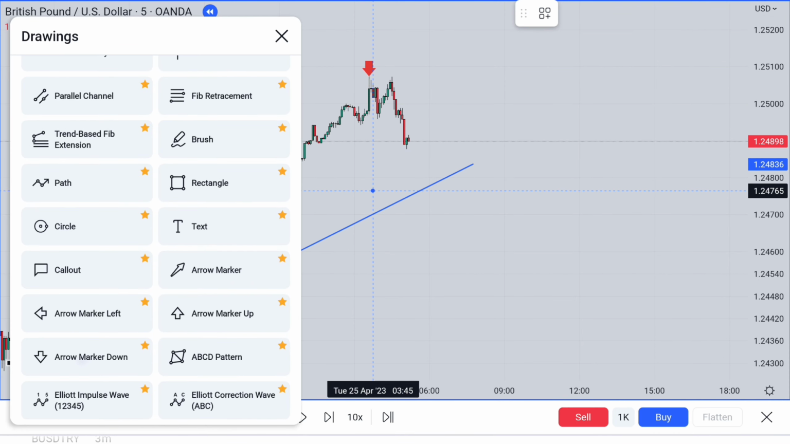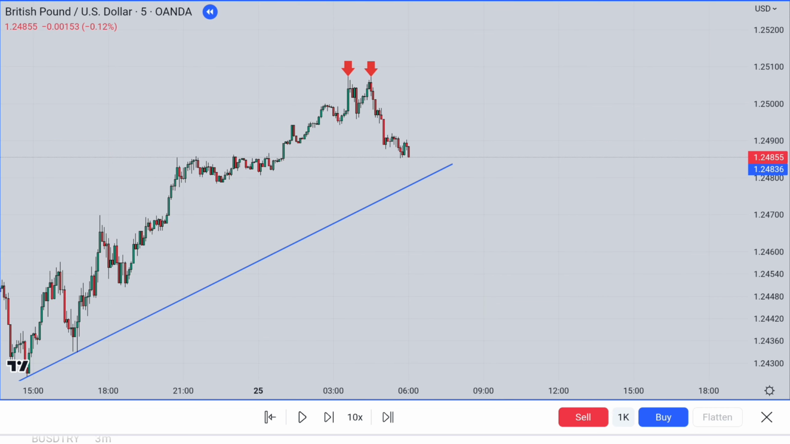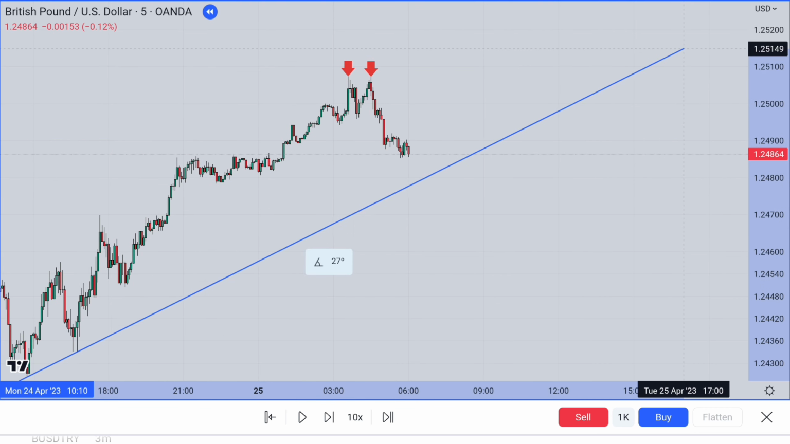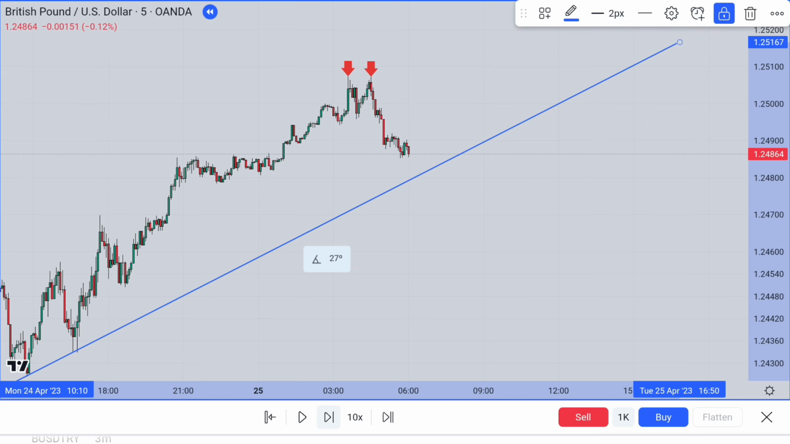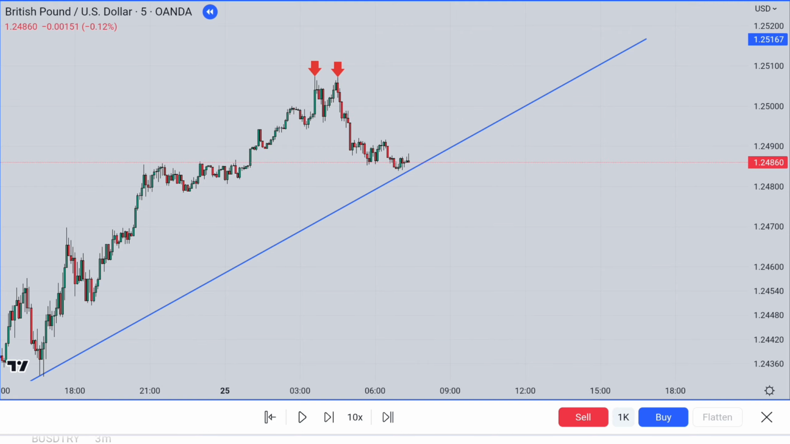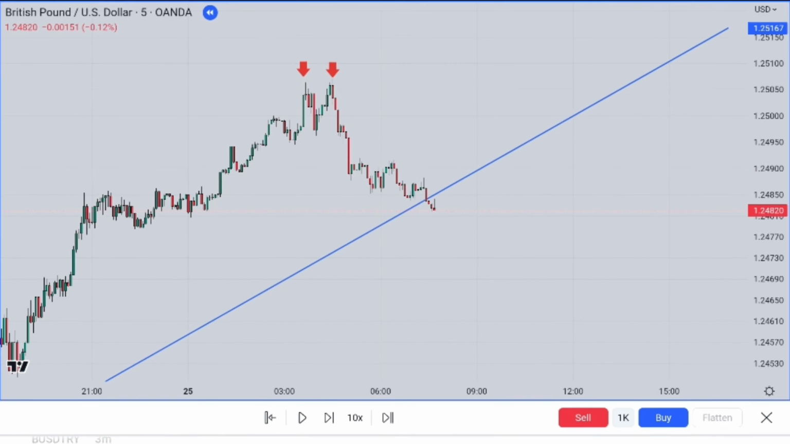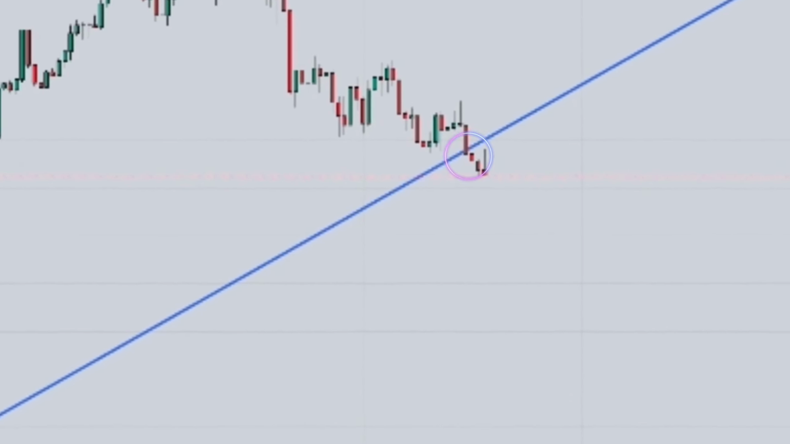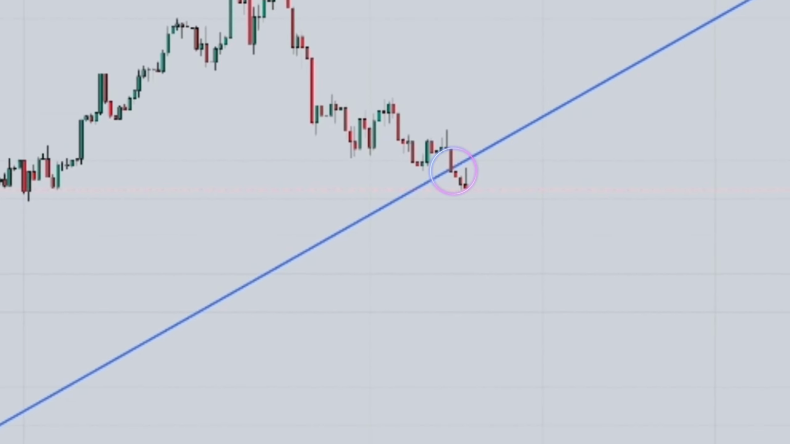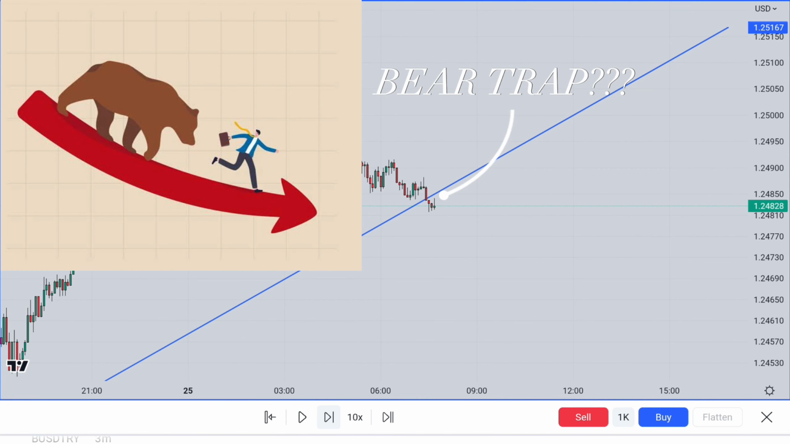Therefore, opening a short position carries high risk as long as our trend line is not broken. We are waiting. Yes, our major trend line has been broken at this point. Now, we are observing the price movement for a while to ensure that this is not a bear trap.